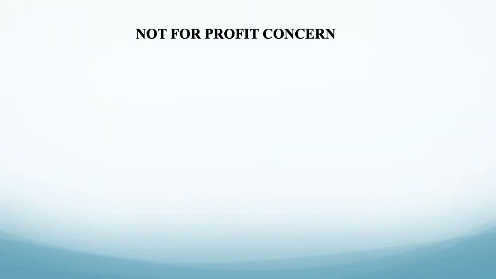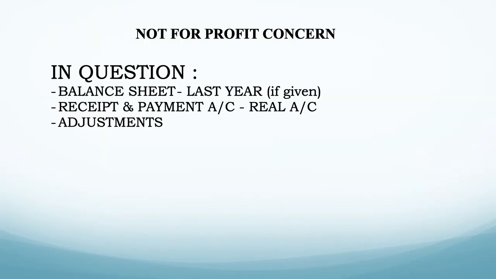Next is not-for-profit concern, wherein in the question you will see the balance sheet of the last year, if given, or capital fund given along with the last year's assets and liabilities in the form of adjustments only, or they can give a proper balance sheet. Then they will give the receipt and payment account. As we saw in the difference, non-trading organizations prepare a receipt and payment account because the majority of their transactions are in cash. So the receipt and payment account is a real account.